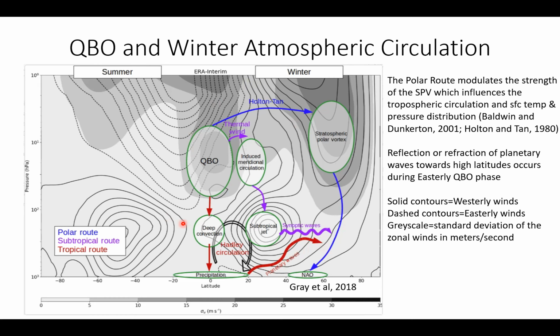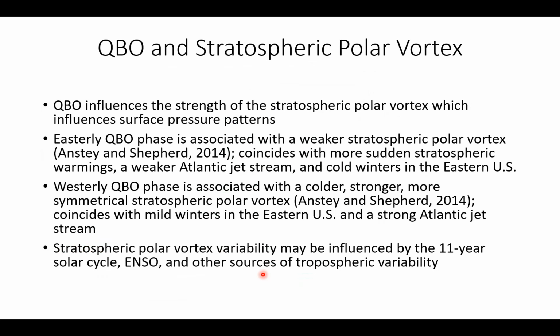Okay, so this really explains a lot. There's a lot of moving pieces is what I'm getting at with this. It looks like a complicated diagram, doesn't it? But it really isn't. There's different routes or mechanisms at which QBO plays into the mid-latitude and high-latitude weather patterns, specifically pressure and temperature distribution.